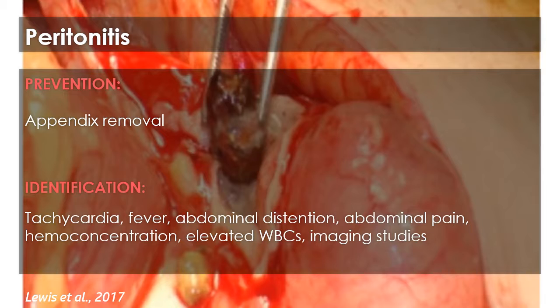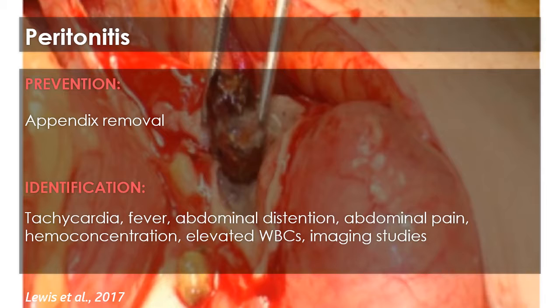Removing the appendix before it ruptures is the only way to prevent peritonitis. If it occurs, it can be identified through diagnostic tests and by knowing the signs and symptoms. Signs and symptoms of peritonitis include abdominal pain, tenderness over the area, spasm, rebound tenderness, muscular rigidity, abdominal distension, fever, tachycardia, tachypnea, nausea, and vomiting.